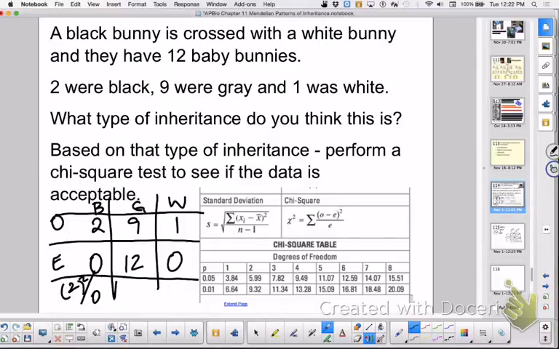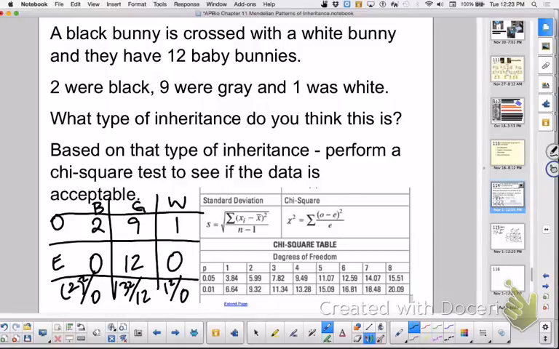This is going to be a bad one. There's no way I can fix this one from here. What is this one going to be? 3 squared over what we expected, which would be 12. And then here it would be 1 squared over 0. It's not going to work because of that. Do you understand what I was trying to set up? I should have crossed a black bunny and a gray bunny or something like that. That's what I should have done, but I didn't. I'm so sorry. I just came up with it at the end.